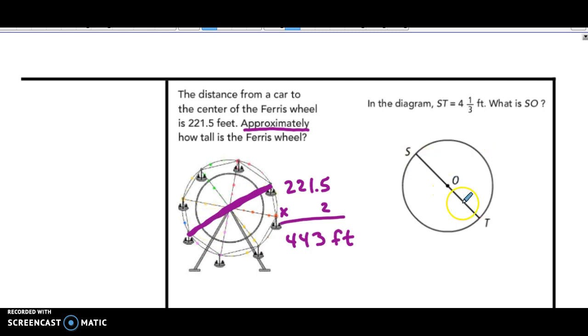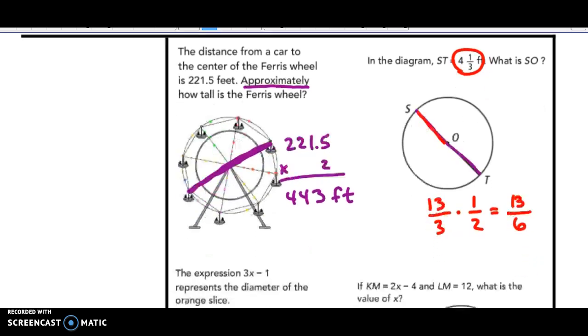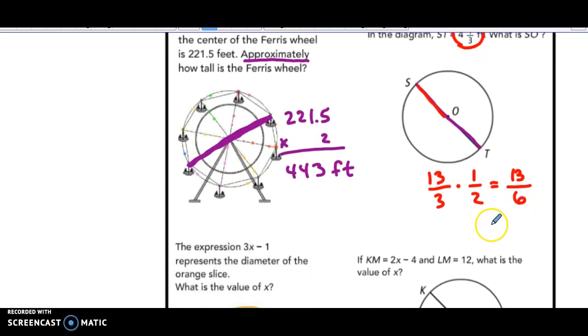In this diagram, ST is 4 1/3 feet. What is SO? So I know the whole distance, I know the diameter, and now I want to know just the radius. Well, I know that the radius is half of the diameter, so I just need to take half of 4 1/3. So to do that, I'm probably going to change 4 1/3 into a mixed number, or I'm sorry, into an improper fraction. So 3 times 4 is 12, plus 1 is 13. So I could rewrite this as 13/3, and if I need half of this, I'm going to multiply it by 1/2. So that gives me 13/6. If I want to change it back into a mixed number for my final answer, I can. That would give me 2 1/6 feet for the length of SO.